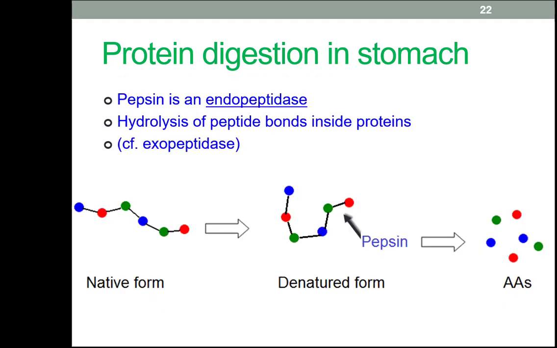Pepsin is said to be an endopeptidase enzyme. That is, it hydrolyzes peptide bonds in the interior of proteins. Exopeptidases act on peptide bonds linking the terminal and sometimes penultimate amino acids of a protein, but pepsin is the main one we're concerned about here.